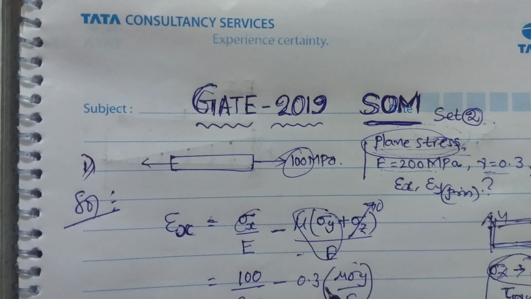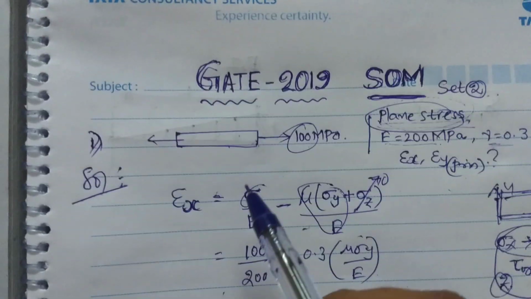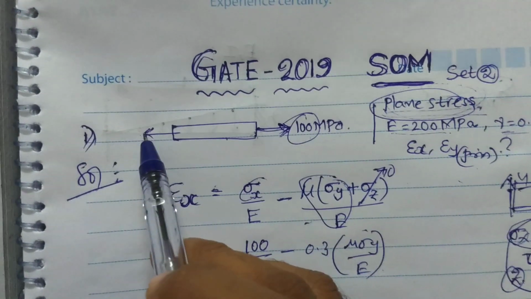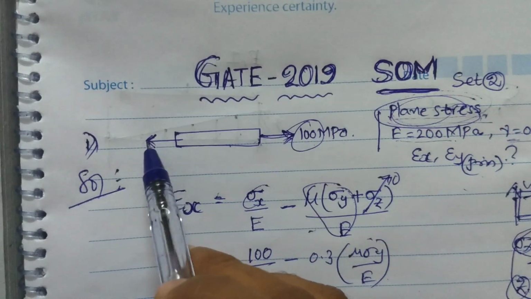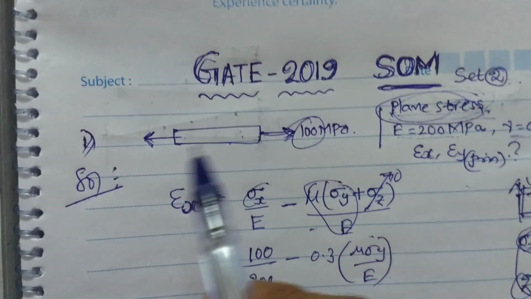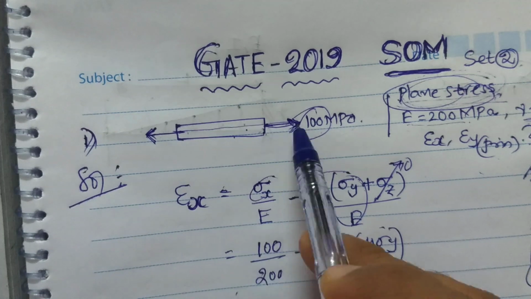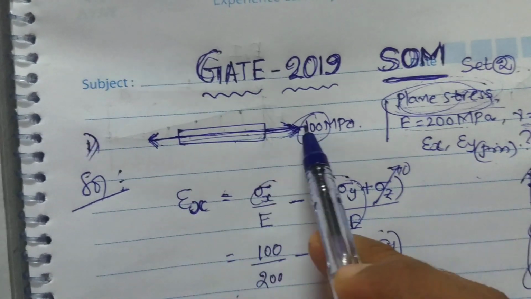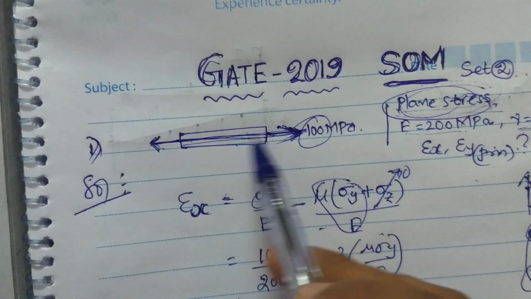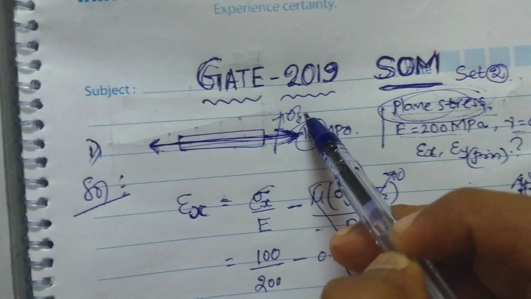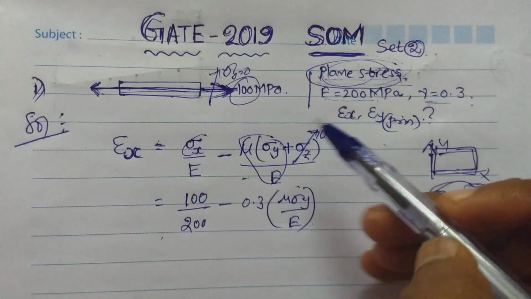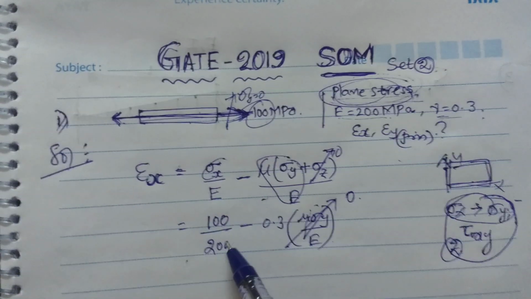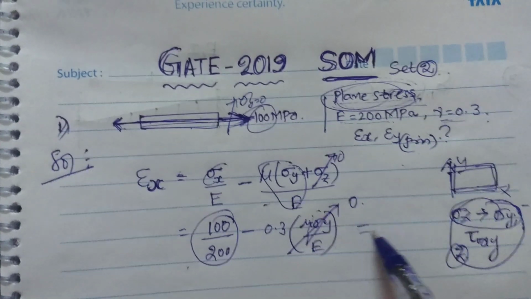but the sigma y value is also 0. Why? Because it is mentioned that the stress condition is plane stress, and the stress component which is acting on the bar is uniaxial stress. That does mean stress is only along the axial direction of the bar. So sigma y is also 0 here, and this entire component turns out to be 0. So the strain along x is 100 by 200, which is 0.5.